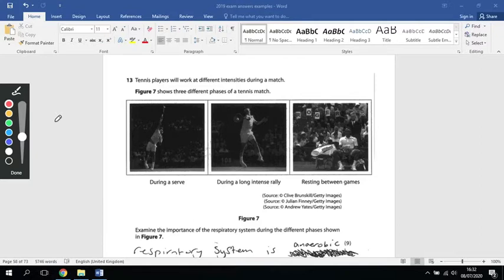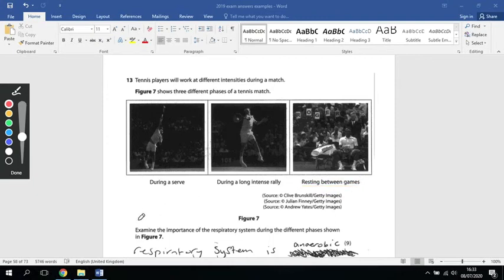Now, as you can see from the first part of the question, we are looking at tennis players and the different intensities that they work at. There are 3 different phases that we need to comment on: phase 1, which is during a serve, phase 2, which is during a rally, a long intensity rally where they're working for a long period of time, and their rest periods as well, because as we know, when we watch tennis, they do have rest periods in between games and sets.